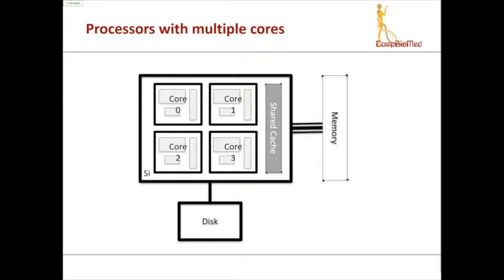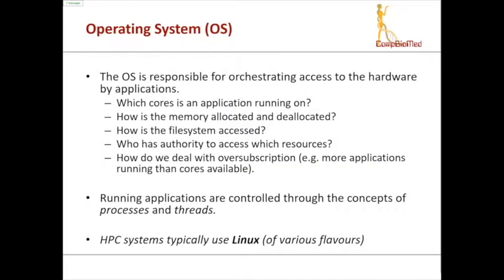Now, how do these cores all access the same resources? Well, that's through what we call the operating system, or the OS. And that's responsible for orchestrating access to the hardware. What core does an application run on? How is the memory allocated, deallocated? What file systems need to be accessed? Who has authority, etc.